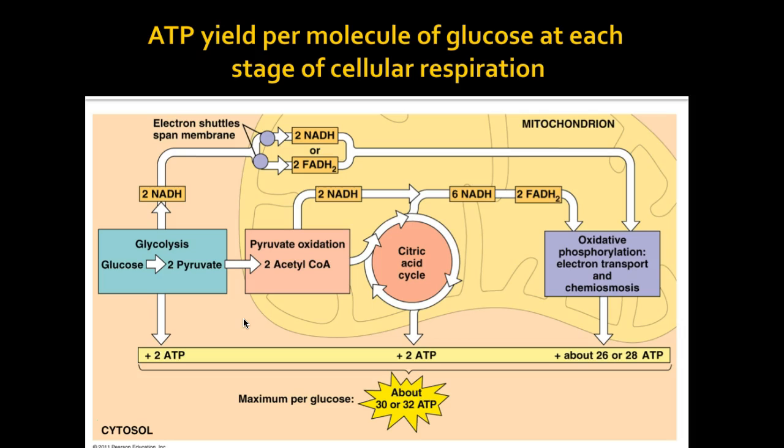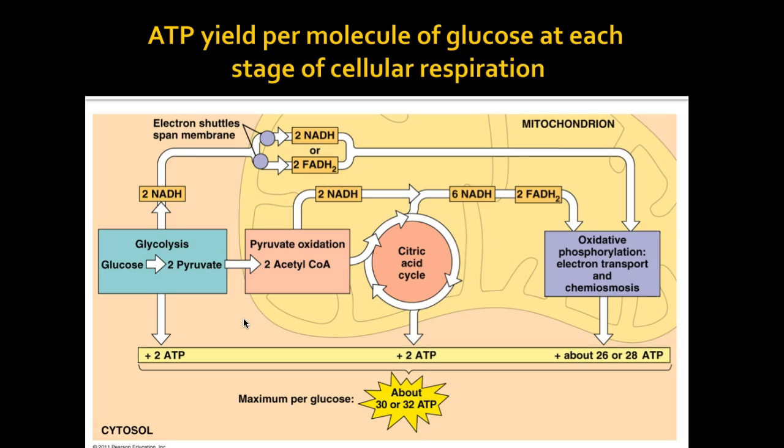So overall, as we see, ATP yield per molecule of glucose at each stage of cellular respiration, we could see that you get about 30 to 32 ATP. Now, I would caution you that it does vary. Some authors do say 34 to 36, 30 to 32.